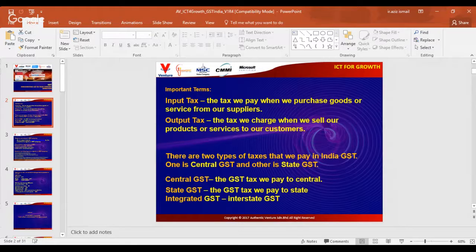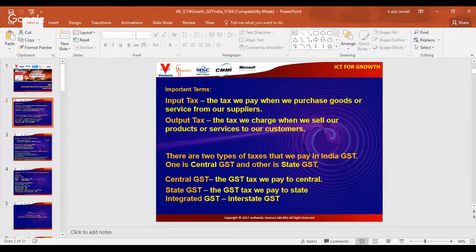This input tax you will claim from the government when you submit your tax return. For example, for July, you will submit your tax return in August at the middle of the month. So when you purchase something and your supplier charges you the GST tax, that is called the input tax.